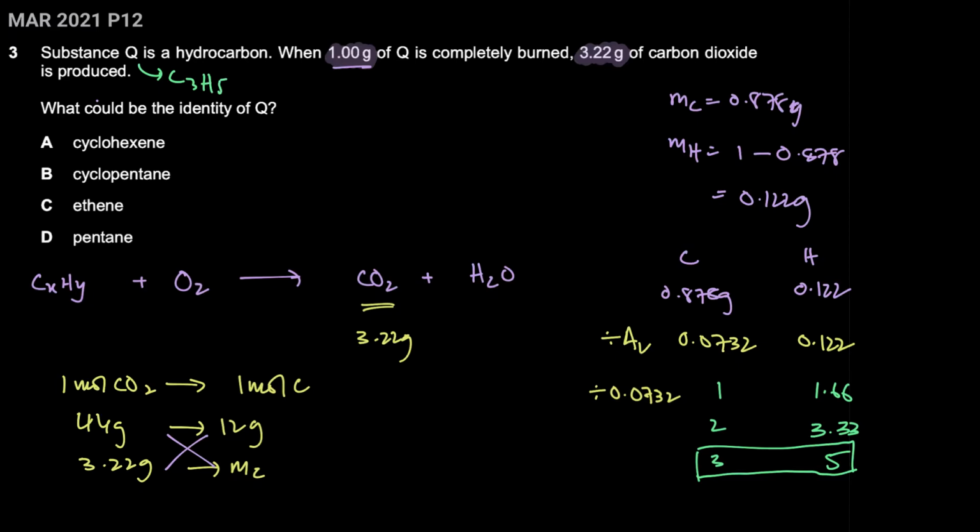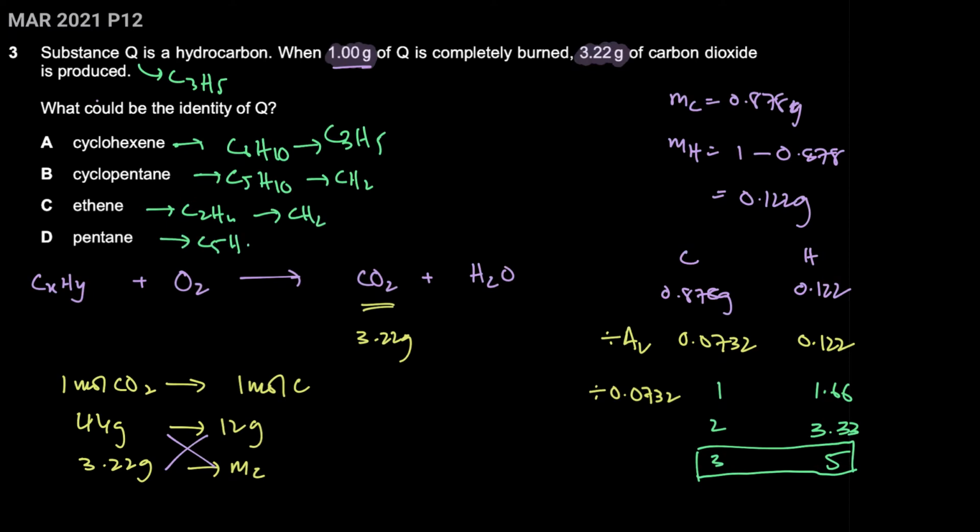That's the empirical formula. Now cyclohexene has the molecular formula C6H10 and the empirical formula C3H5. Cyclopentane is C5H10, which is CH2. Ethene is C2H4, the molecular formula, so the empirical is CH2. And pentane is C5H12, so that's the same as the empirical formula. So the only answer that works over here is part A, which is cyclohexene.